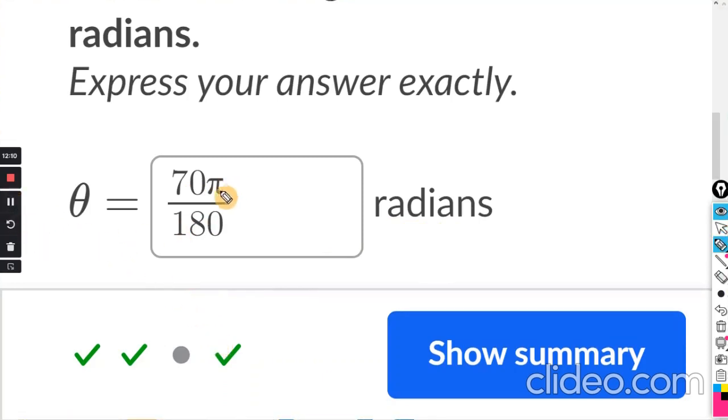By the way, if you write the pi symbol in front of the fraction, that's the same thing. So if you had written 70 divided by 180 and multiplied that fraction times pi, that's the same thing as if it's in the numerator.